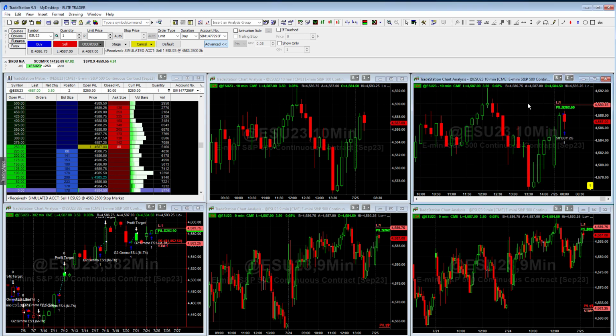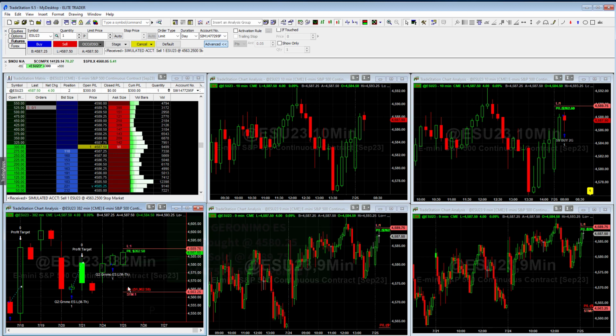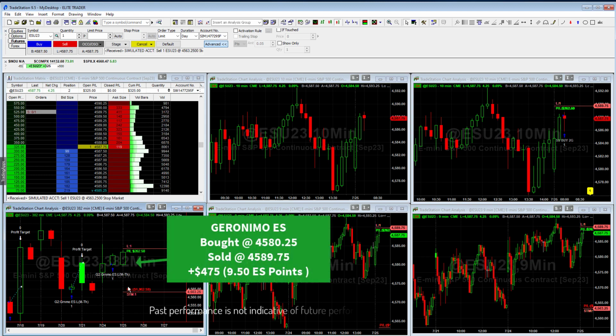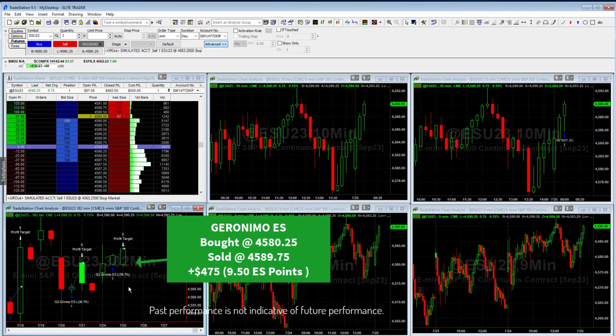Okay, so now what you're going to see is the S&P does rally, and it takes off, and it eventually hits our target. When it hits the target, we ended up buying at 4580.25 and selling at 4589.75. So that's a gain of about 9.5 ES points. Now each point is $50, so that's a gain of $475.